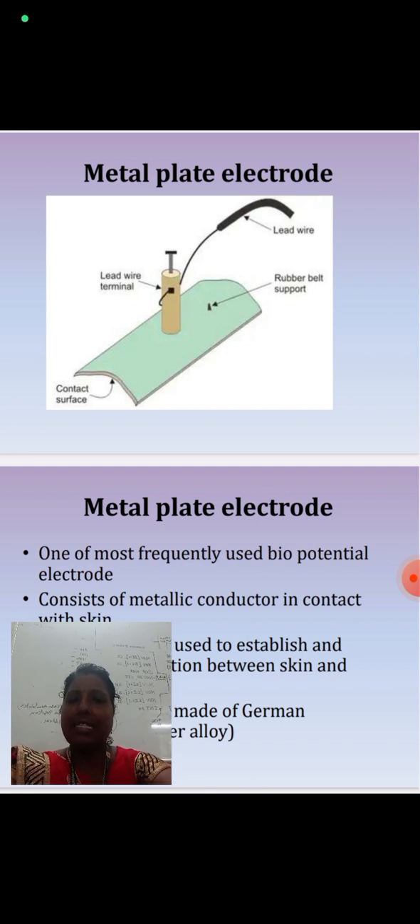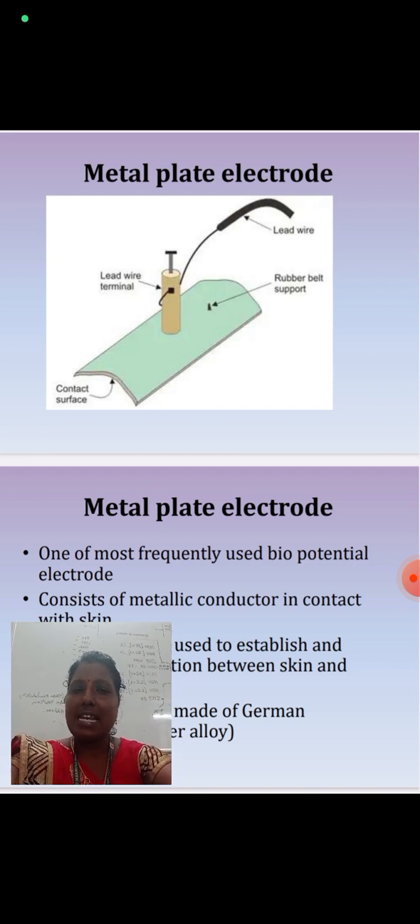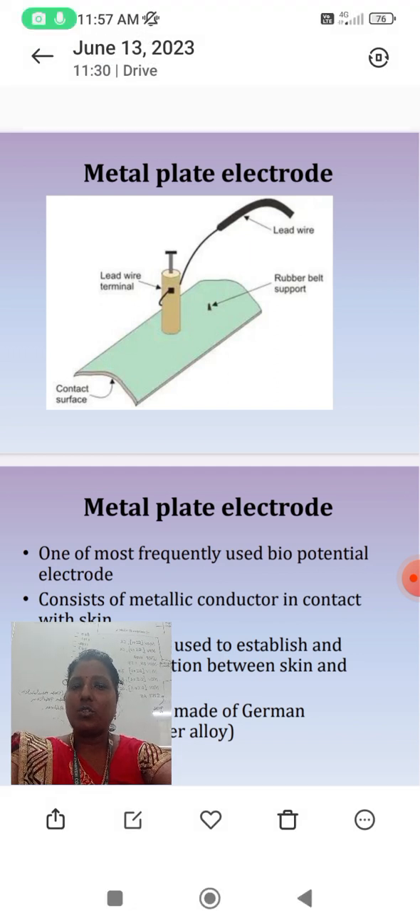So here in this metal plate electrode, there is a contact surface which is made up of metallic conductor which came in contact with the skin. And here in this metal plate electrode, there is a lead wire terminal and a rubber belt support for fixing it on the body surface. Now, an electrolyte gel is applied on the surface where we have to place this metal electrode, and after applying the electrolyte gel, this metal plate electrode is fixed and it is supported by the rubber belt. And this metal plate electrode is made up of German silver.